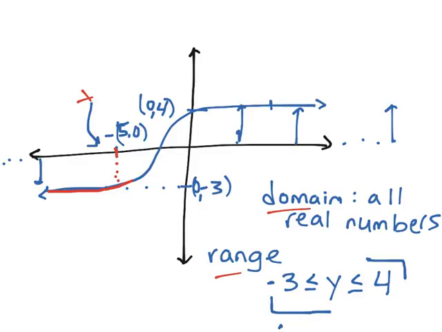Alright, just to recap, the domain is the set of all possible x values for a function which have a corresponding y value, and the range is the set of all possible y values.